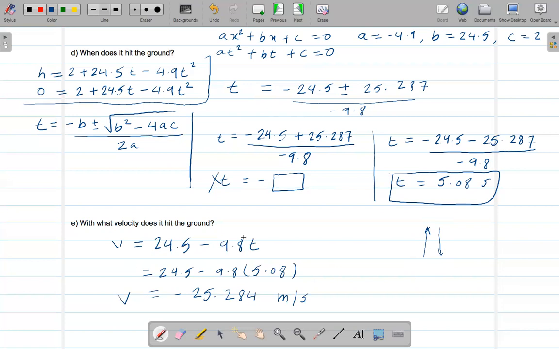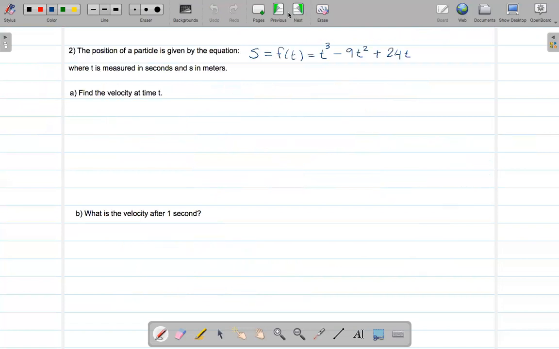Okay, now let's do another example. So now this is another problem. We have a new function here. Now here we have s, h doesn't matter. The position of a particle is given by this equation, where t is the time and s is in meters. Again, this is a position function. Now find the velocity at a certain time t.